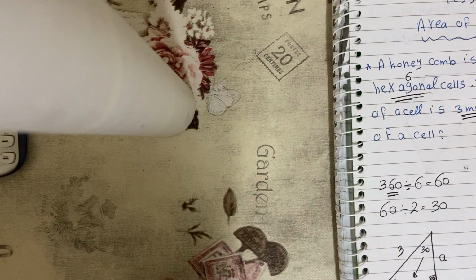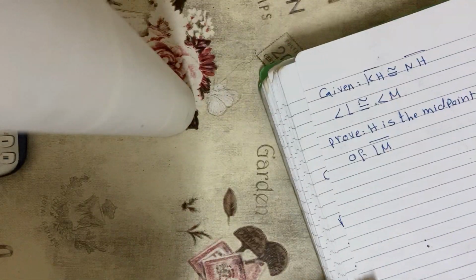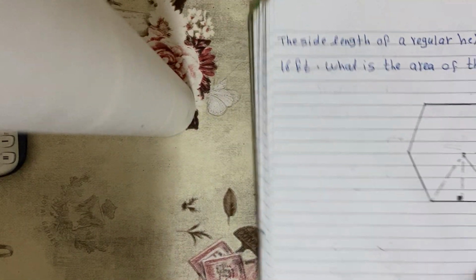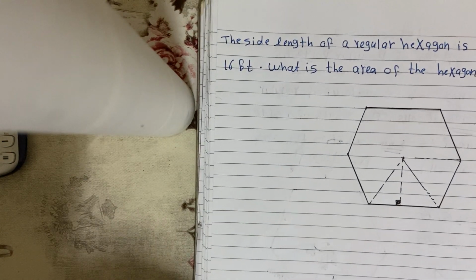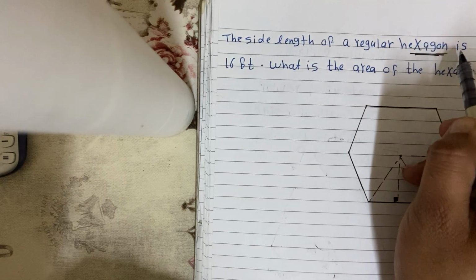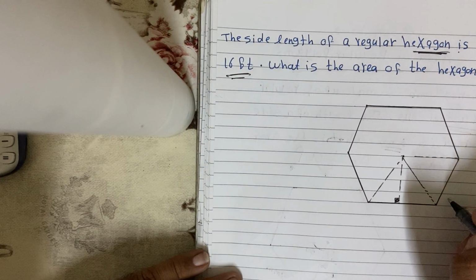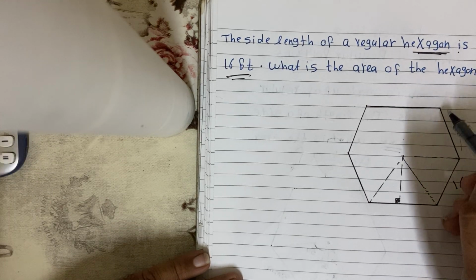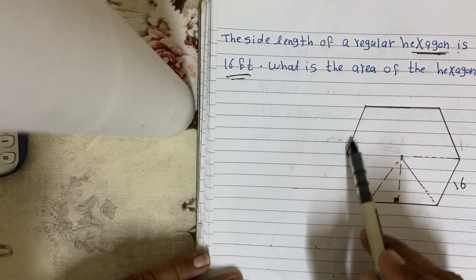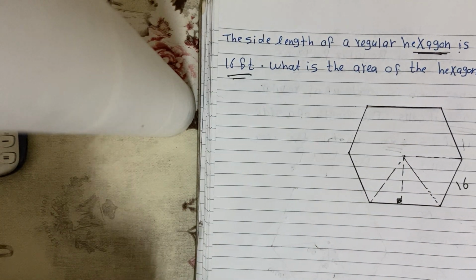Another exercise, the same exercise but with different numbers. The side length of a regular hexagon is 16 feet. That means this side is 16 and this side also 16, 16, 16 and so on. What is the area of the hexagon?